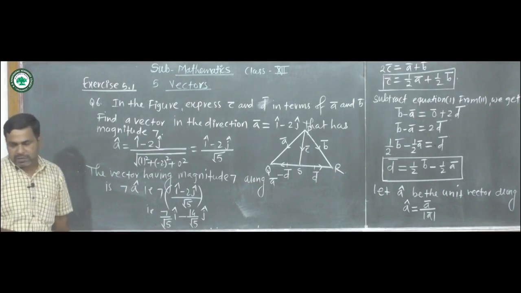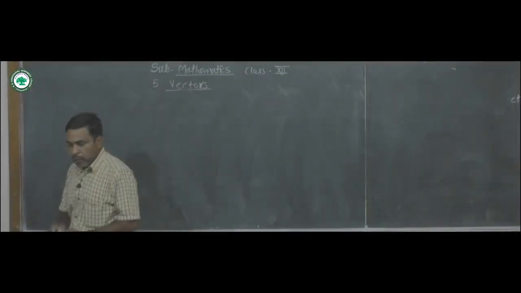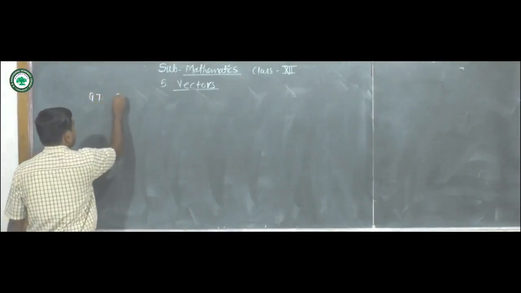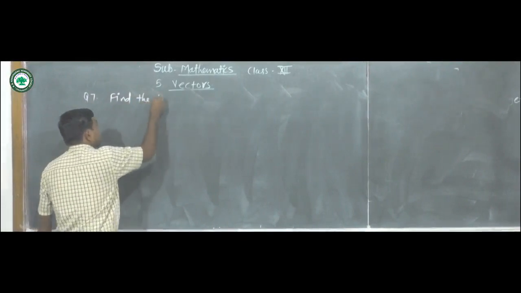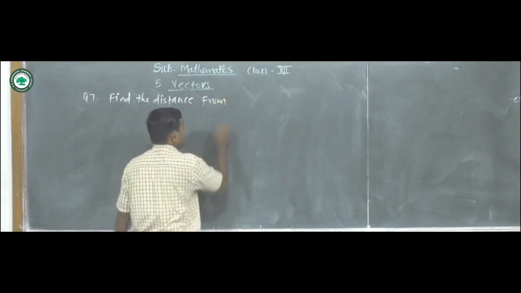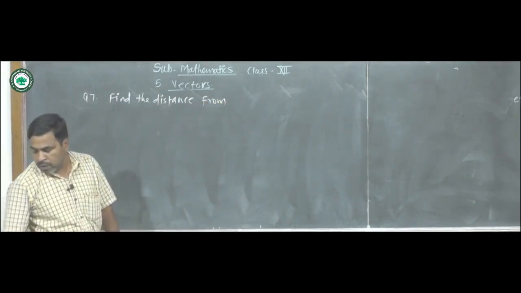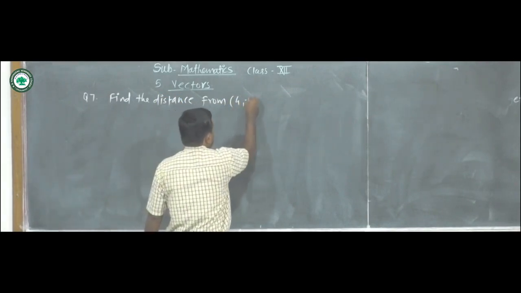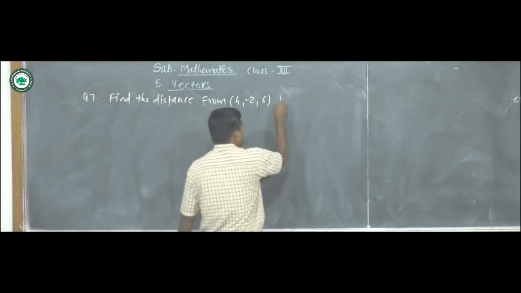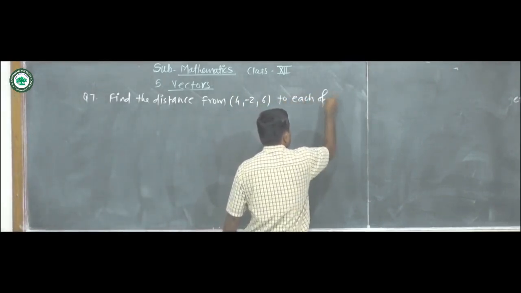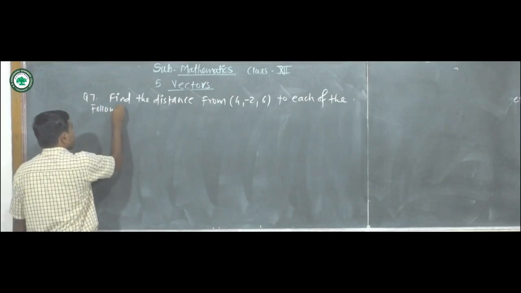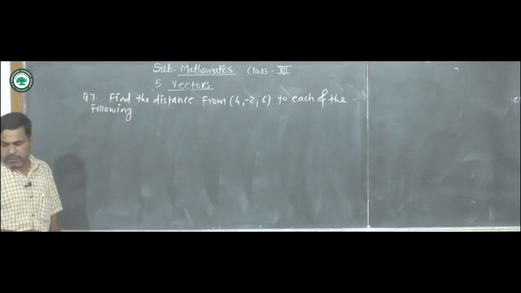Okay, we will see the next question. Question 7. Find the distance from 4, minus 2, 6 to each of the following.